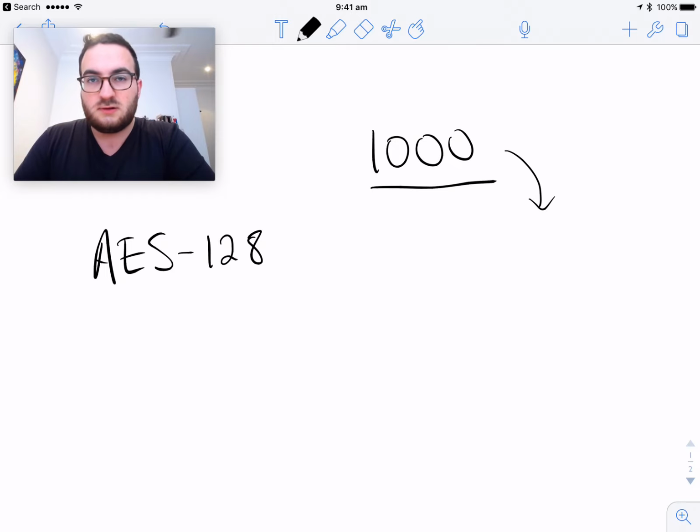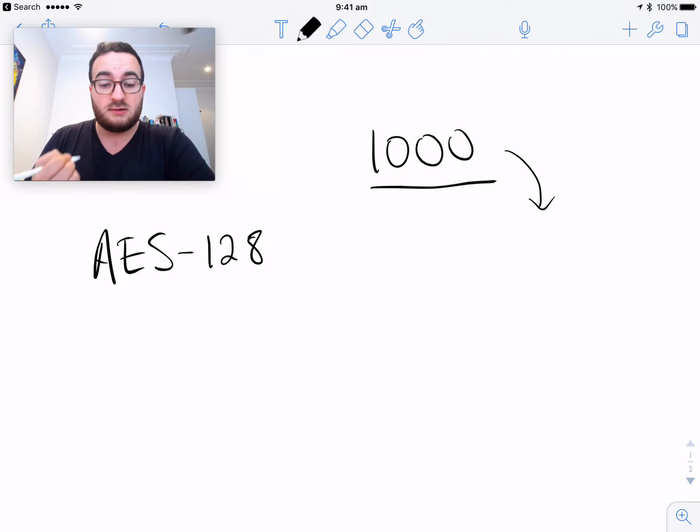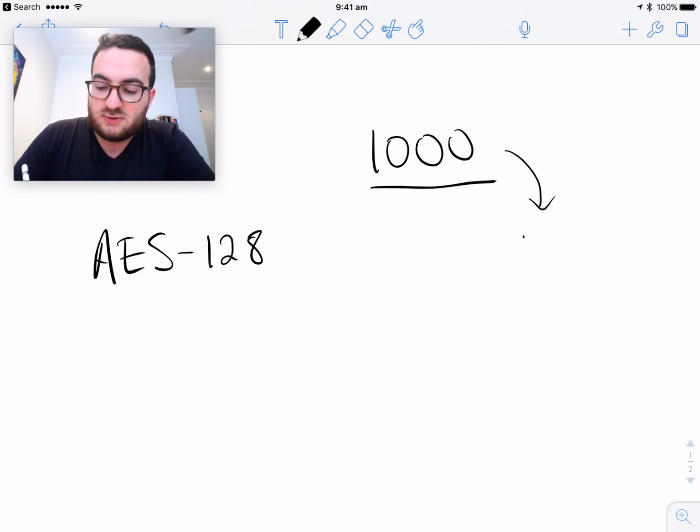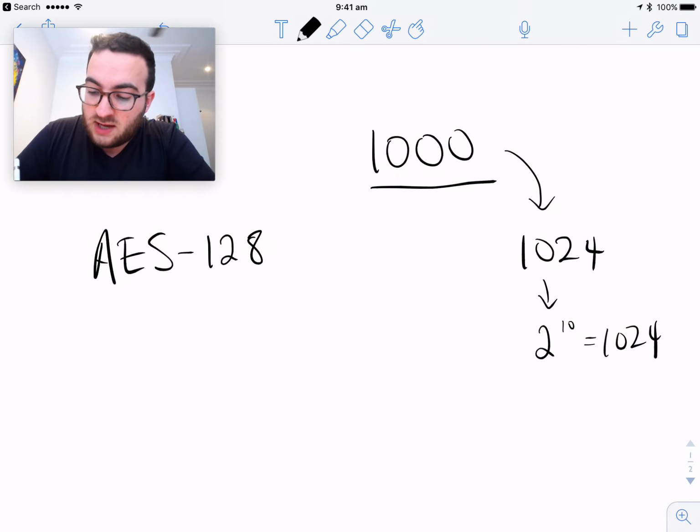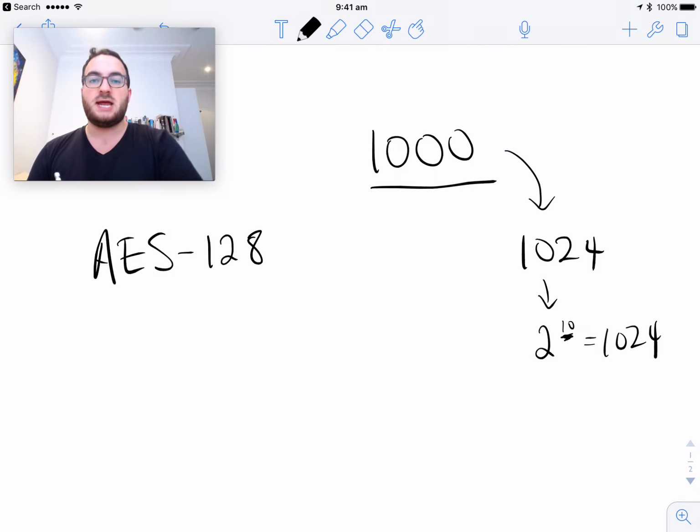Well, what you do, just really quickly, is you find the nearest power of 2 number. So, 2, 4, 8, 16, 32, 64, 128, etc. The closest number for this one is 1024. What you do is you convert that back into powers of 2. So 2 to the 10 is actually equal to 1024. And the bits of security is just this exponent number here. It's the 10. That's literally bits of security.